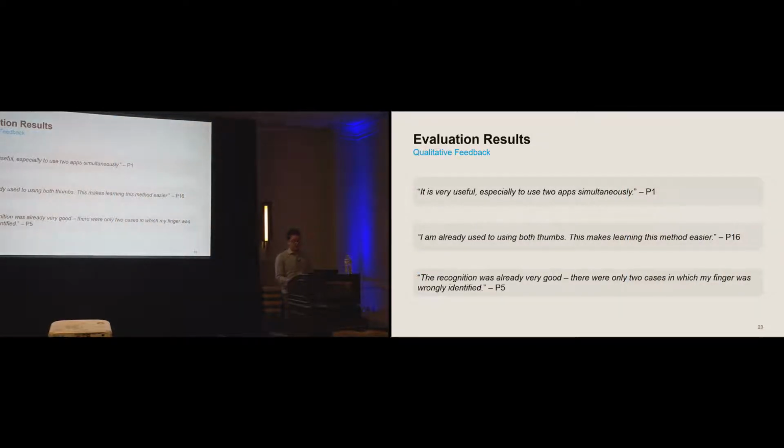So after the participants used the porous interface and the painting application, they all responded that it is useful and easy to use. For example, P1 emphasized the usefulness of using 2 thumbs simultaneously, while P16 told us that he is already used to using both thumbs, which makes learning this method even easier. And also P5 found that the recognition was already very good, but that there were only 2 cases in which her finger was wrongly identified.